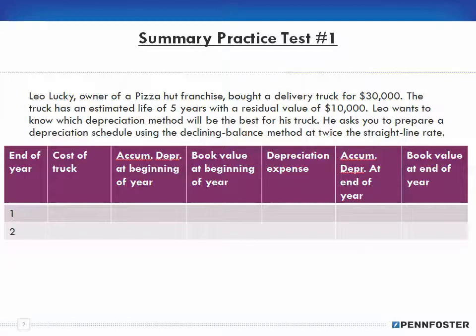So we're using a declining balance method, and to do that, we have to come up with the percentage. And remember, since we're looking at 1 year, the percentage is 1 year over the number of useful years, right? Useful life in years, and that's going to give us a percentage. And then we're going to multiply that percentage by whatever rate we want to use. So in this case, it's twice the straight line rate, and that's going to give us a percentage that we'll use for our depreciation calculations.